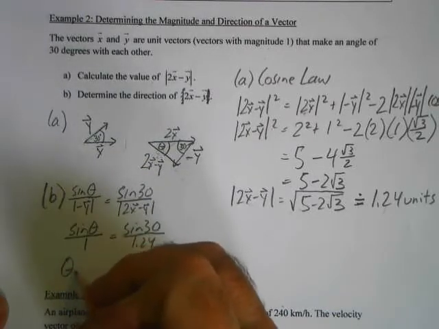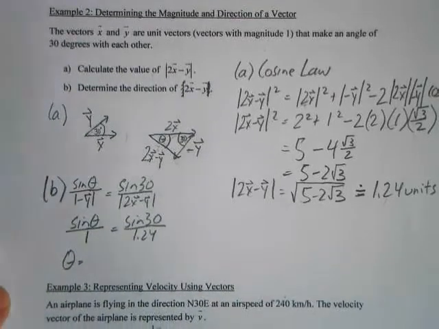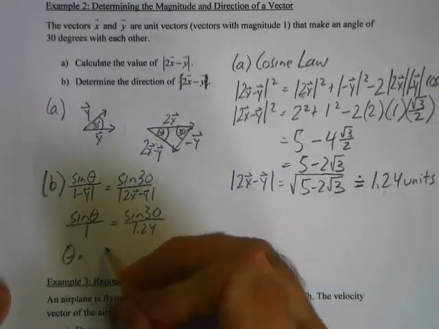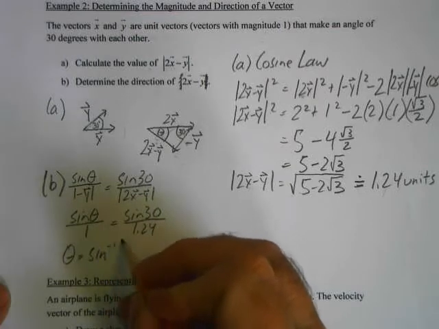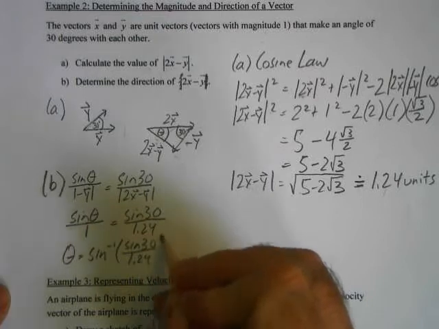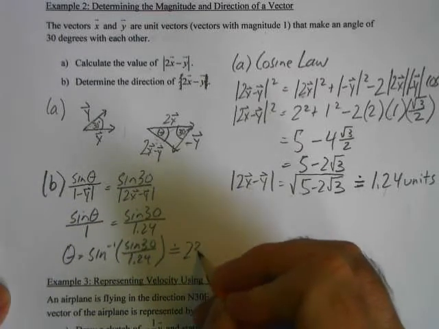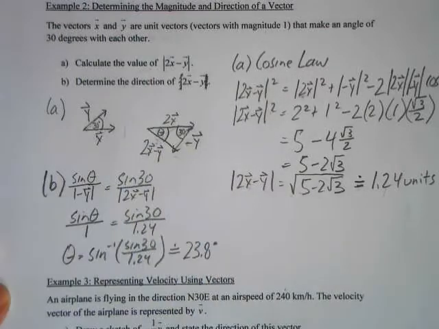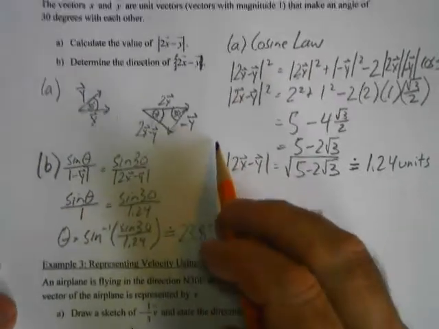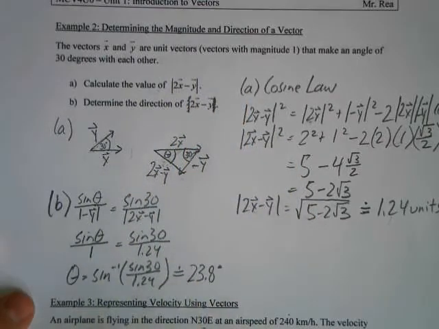So theta would be equal to, I don't really have to multiply anything because I have a 1 on the bottom, so that's sine inverse of sine 30 over 1.24. That's equal to approximately 23.8 degrees. And again, you'd look for indications in the question about rounding. There wasn't really any direction here, so we'll be as accurate as we'd like to be. 1 decimal might be overkill, but it's always safe.